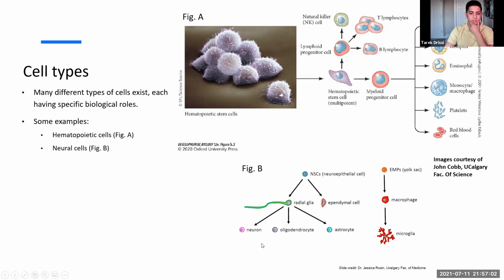So neurons are the functional cells in the nervous system. They are the ones that carry the electrical impulses in your brain as well as your body. They send signals to one another to sense your environment.